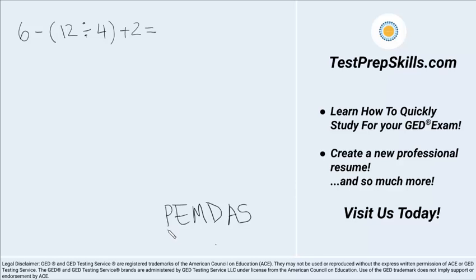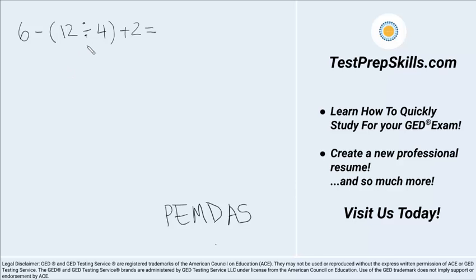We'll start with the parentheses or the brackets and any operations inside them. Next, we'll move on to exponents. Then we'll move on to multiplications and divisions, moving from left to right. Finally, we'll deal with additions and subtractions, moving from left to right. So let's go ahead and get started solving our problem.